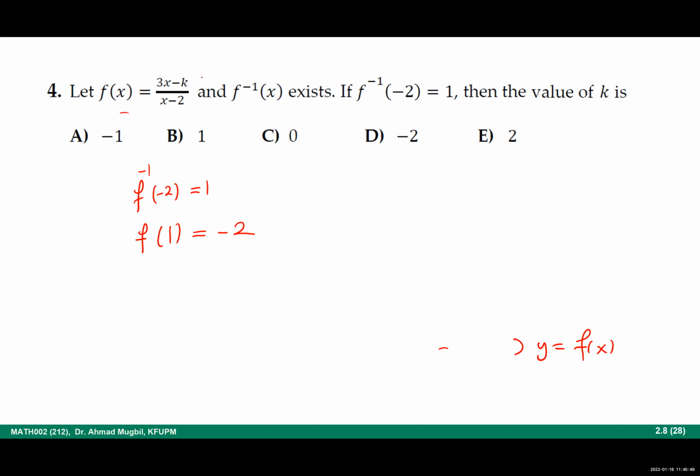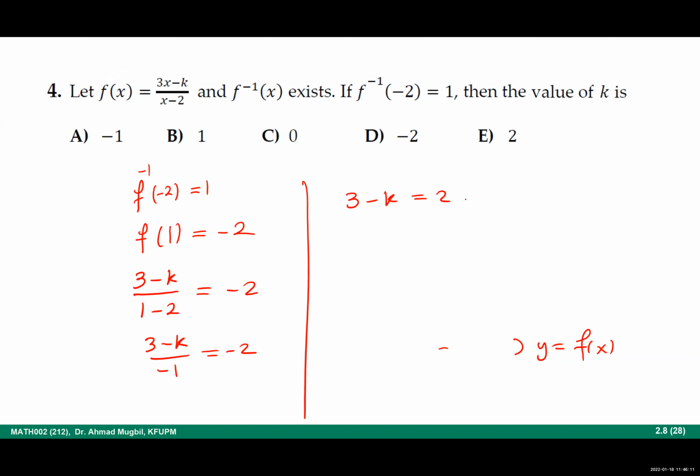Now you will go here, replace x by what? By 1. So you will get what? 3 minus k over 1 minus 2 equals -2. You have an equation with one unknown, which is k. So this will be 3 minus k over -1 equals -2, which will be what? 3 minus k equals 2. Multiply both sides by -1, then move k to the other side. It will be 3 minus 2 equals k. K equals 1, and you are right. K is 1.